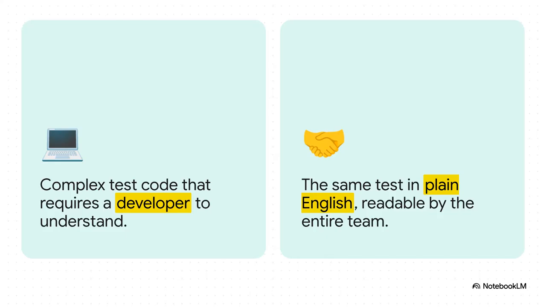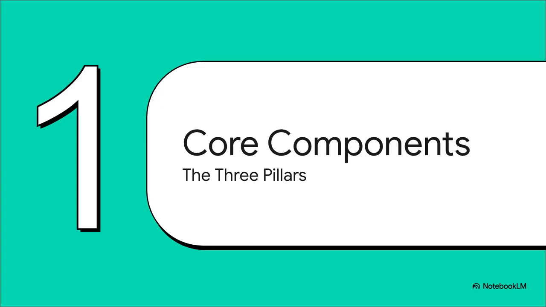Have you ever looked at a typical automated test? I mean, it's usually this complex block of code that, let's be honest, only a developer can really understand. But what if you could write that exact same test in plain, simple English that literally anyone on your team, your manager, your business analyst, could read and understand? Well, that is the magic of Cucumber, and it's why it's such a game changer. So, how does this magic actually work?